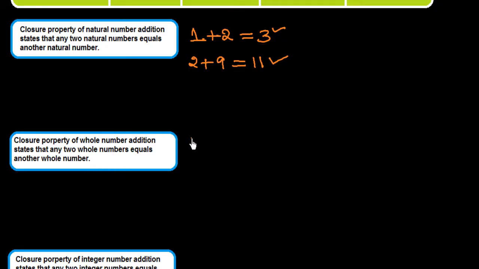Whole numbers are the set where we include 0 in the set of natural numbers, so it starts with 0. If we add two whole numbers, we always get a whole number. So 0 plus 1 is 1, 0 plus 9 is 9, and 1 plus 3 is 4. These are all whole numbers, so it is also closed for whole numbers. Now the closure property of integer addition states that any two integers add to another integer.